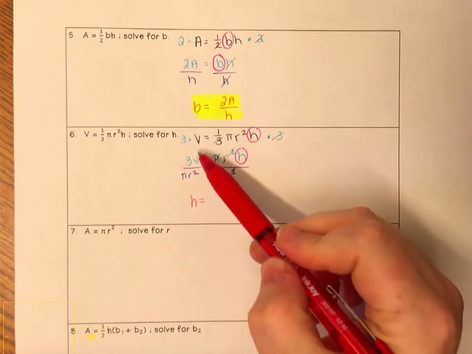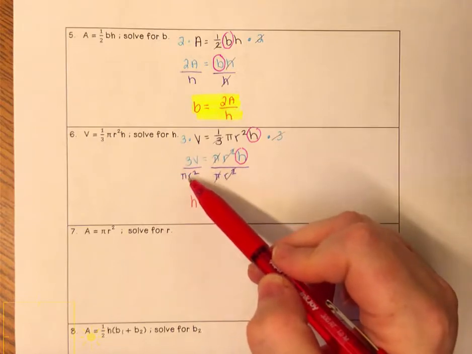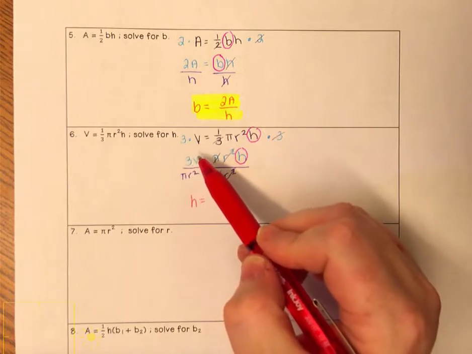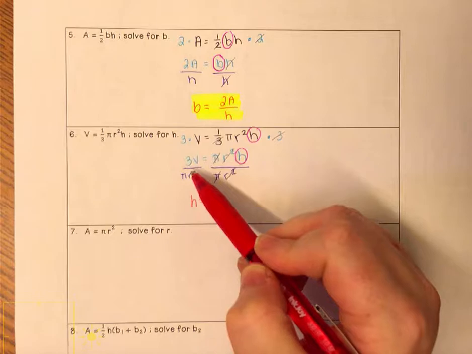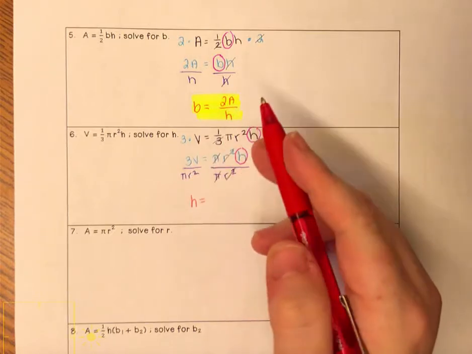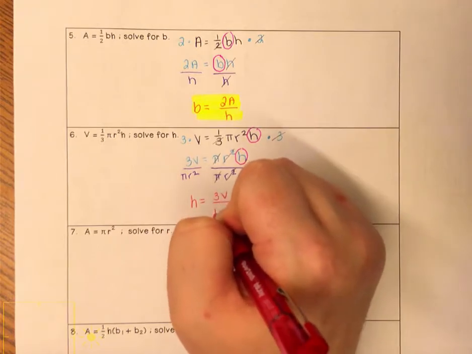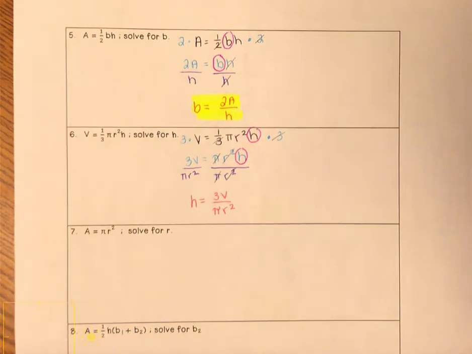So we look on this side to see if anything can simplify. 3V over pi r squared. This stays as it is because there's nothing that can simplify. And again, just like this last one, 3V is an entire numerator altogether, and pi r squared is the entire denominator altogether. We do not split them up. So H is equal to 3V divided by pi r squared.